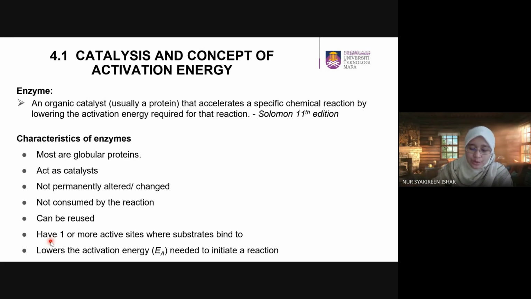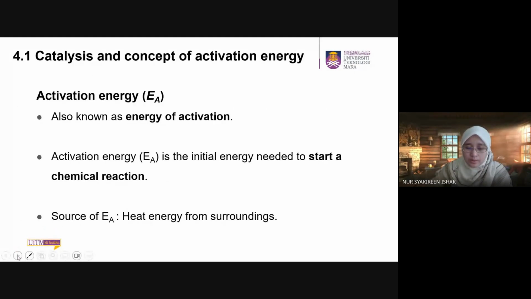It has one or more active sites where substrates bind to. So an enzyme can have one or more active sites. When it has more active sites, it can bind to more substrate and accelerate the rate of reaction, and it lowers the activation energy that is required for the reaction to occur. Next slide. This is on activation energy, catalysis and the concept of activation energy.